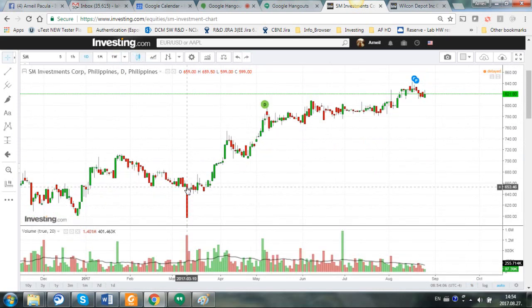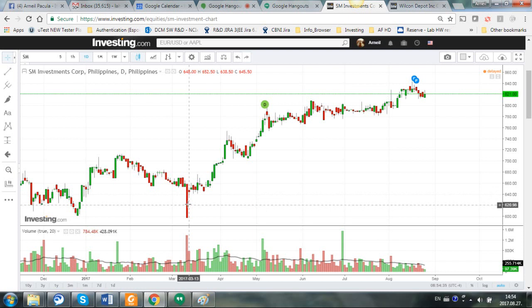Tingnan mo. Itong very long candlestick. From 658, bumaba siya bigla to 596. But the next day, bumalik sa normal. So, itong mga cases na to is really a very good buying opportunity. But kung hindi ka nangamba, malamang isa ka sa mga nagbenta.